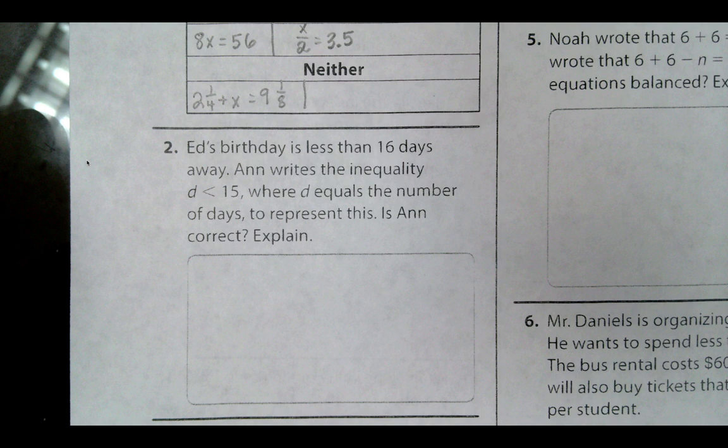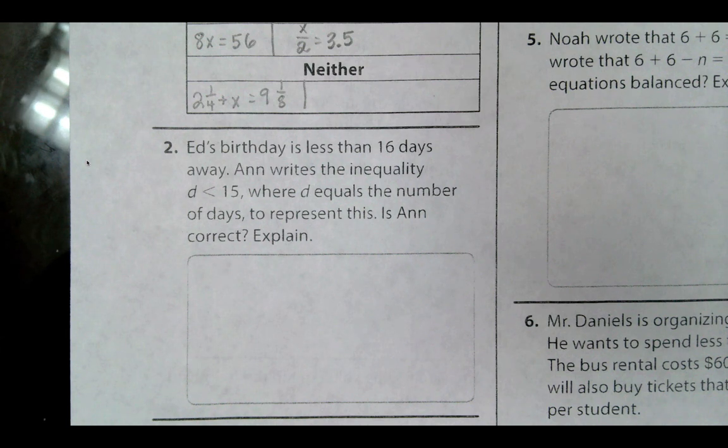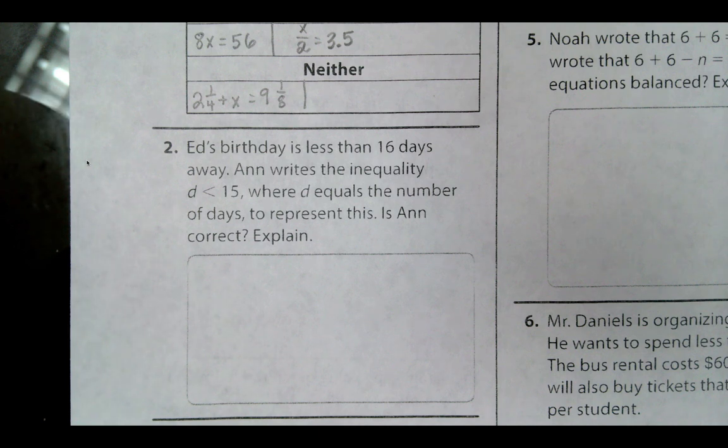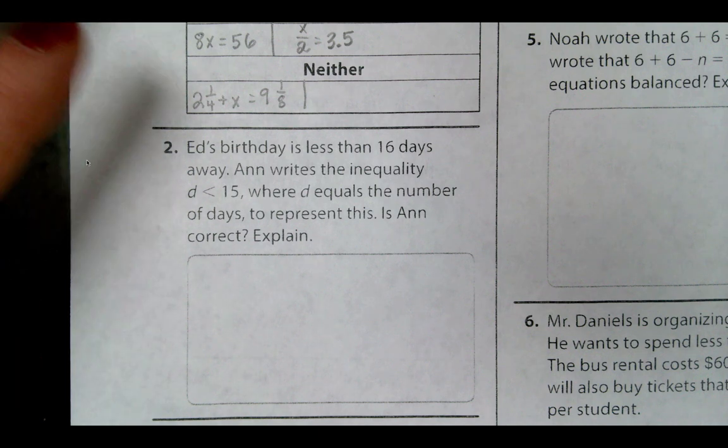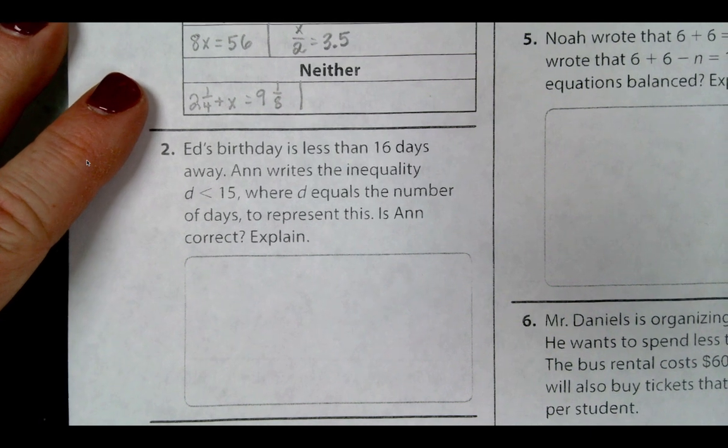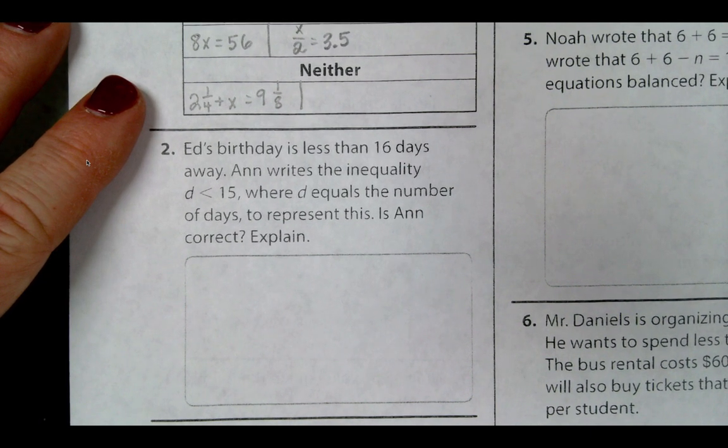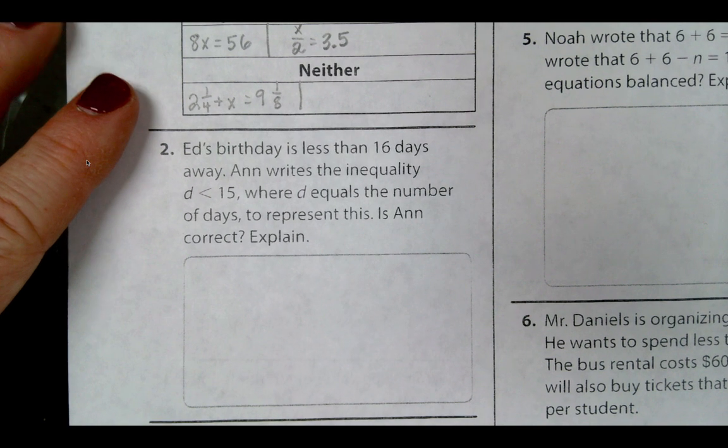Ed's birthday is less than 16 days away. Anna writes the inequality D is less than 15, where D equals the number of days, to represent this. Is Anna correct? What you're going to have is basically writing this correctly. You're going to have like 4 choices to write the inequality. Emery, what do you think? No, she's wrong. Okay, what should it be? What do you think?